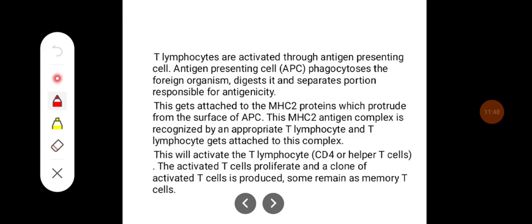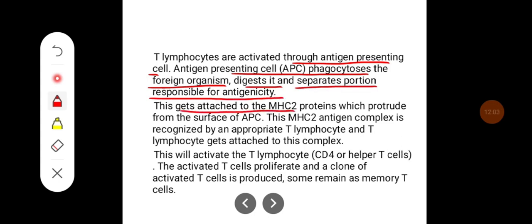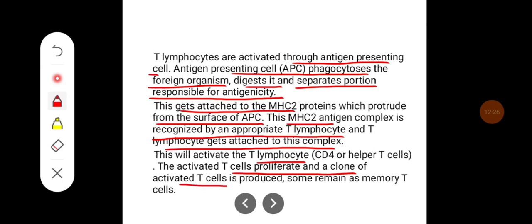T lymphocytes are activated through the antigen presenting cell. The antigen presenting cell phagocytoses the foreign organism, digests it, and separates the portion responsible for antigenicity. This gets attached to the MHC2 proteins which protrude from the surface of the antigen presenting cells. So this MHC2 antigen complex is recognized by an appropriate T lymphocyte, and the T lymphocyte gets attached to this complex. This will activate the T lymphocytes, that is, the CD4 or helper cells. The activated T cells proliferate and a clone of activated T cells is produced, and some remain as memory T cells.